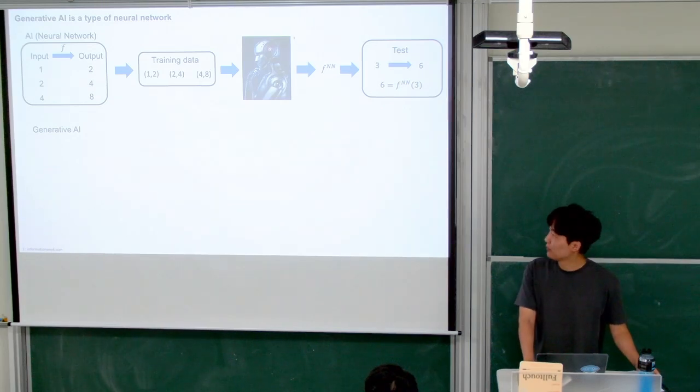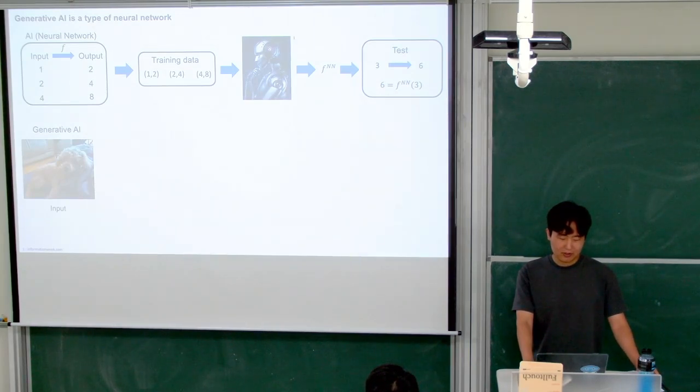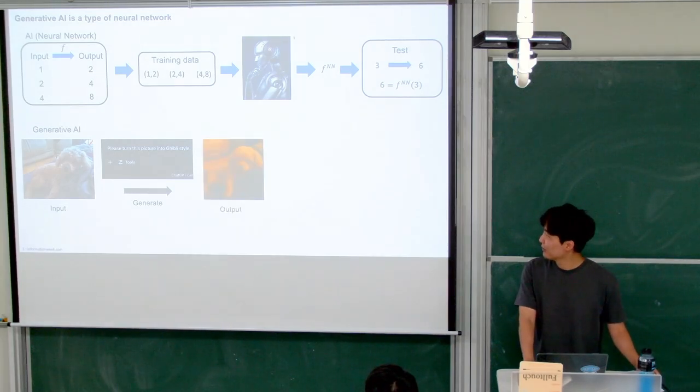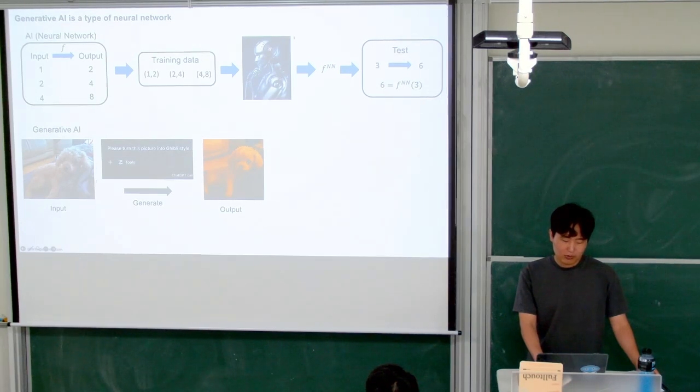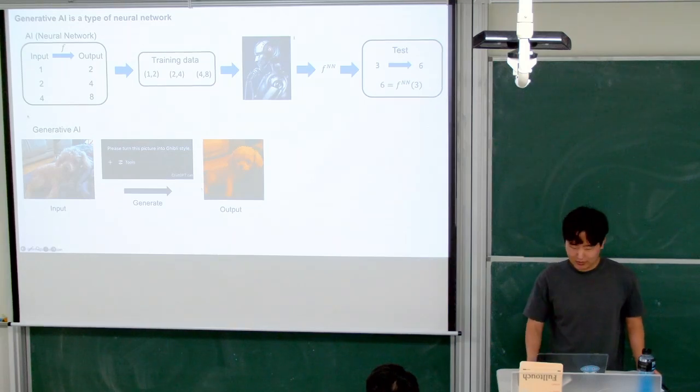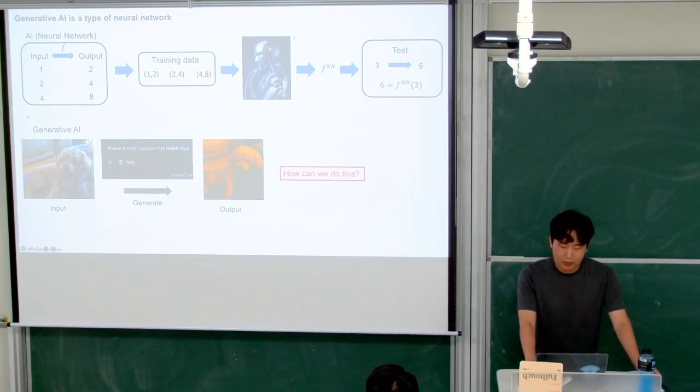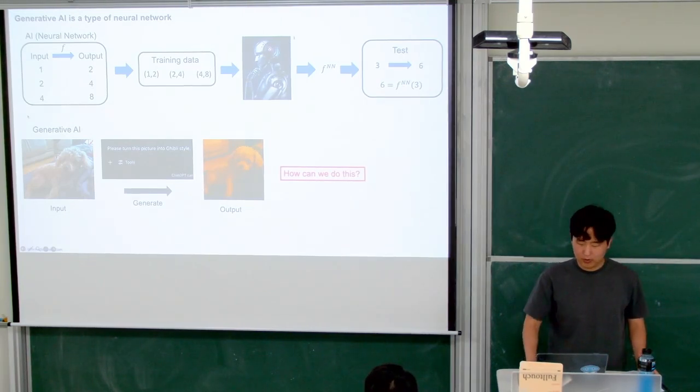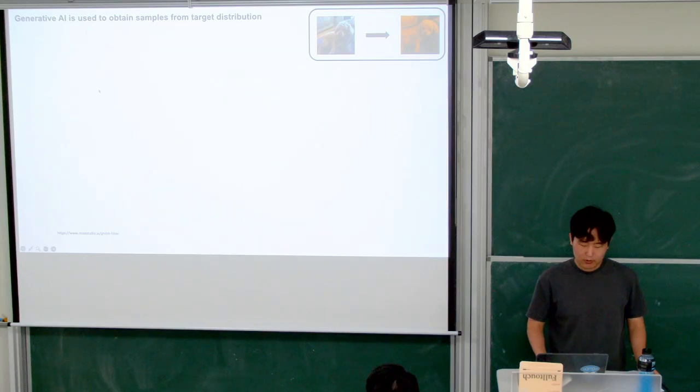What is a generative neural network? Let's say we have a picture of a dog, and we want to change it to the Ghibli style. So that we finally obtain this picture. Here we mean that we put in some photo and generate some other photo. So this is what's going on with generative AI. However, how can we do this? That is the problem. How can we generate a picture from another picture?